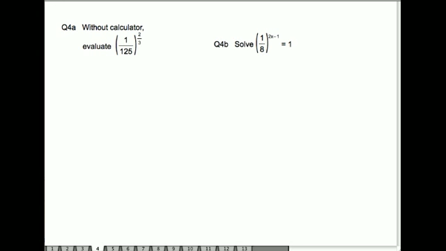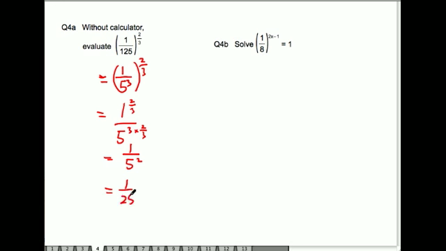In question 4, we can rewrite the expression by expressing 125 as 5 cubed. And then again, applying the power into the brackets, we have 1 to the power of 2/3 over 5 to the power of 3 times 2/3, giving us 1 over 5 squared. 1 to the power of 2/3 is just 1, and 3 times 2/3 is 2, giving us 1 over 25.